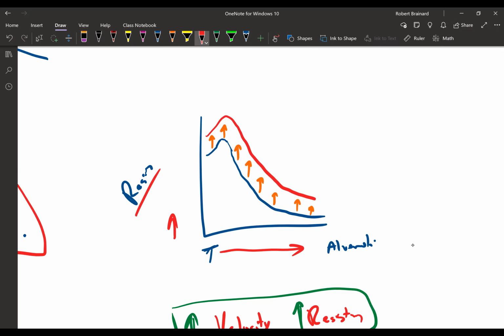Does that make sense? Eventually it'll probably tail off, because remember, movement of gas at the very alveoli is due to diffusion.